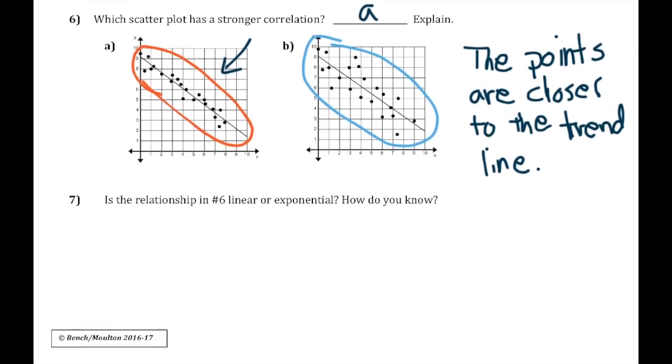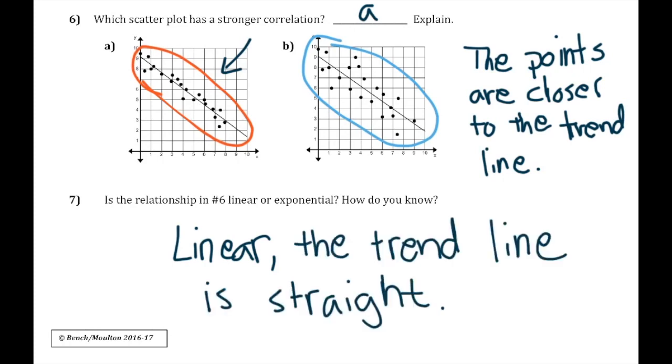Number 7. Is the relationship in number 6 linear or exponential? And how do you know? So first we've got to decide, does this look linear or exponential? Remember, your exponential curve goes something like this. Linear is a straight line. So looking above, we're going to look at the trend line. And notice our trend line in the two above is linear. That is a straight line, so it would be linear. So we'll say it's linear because the trend line is straight.